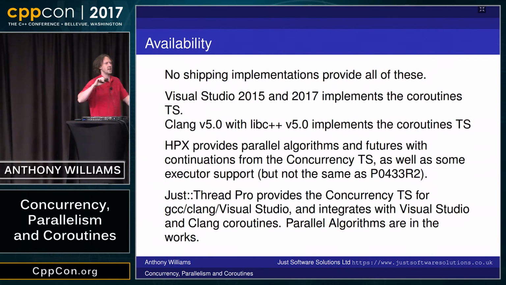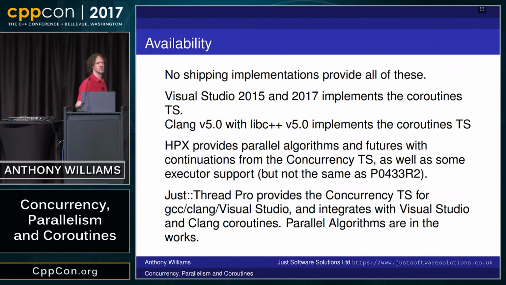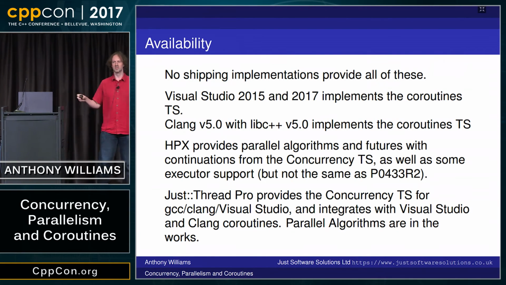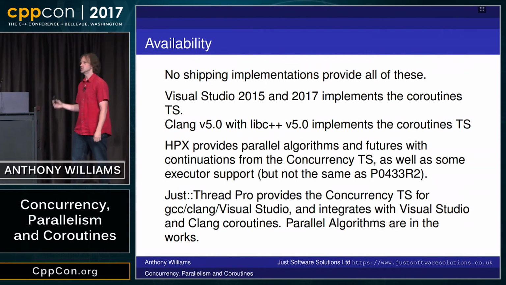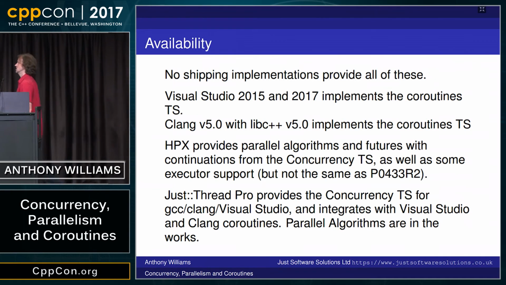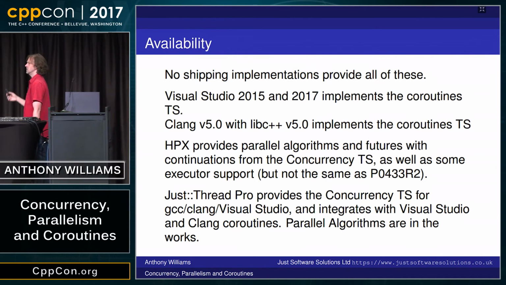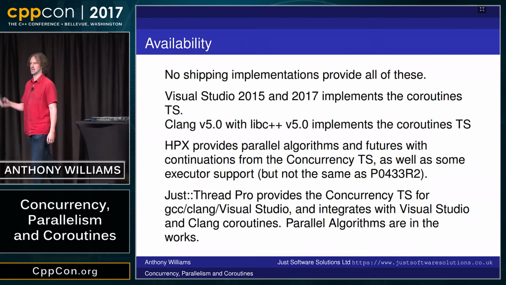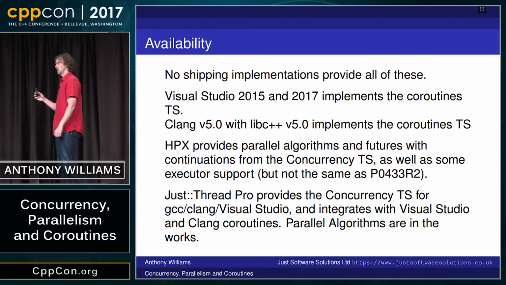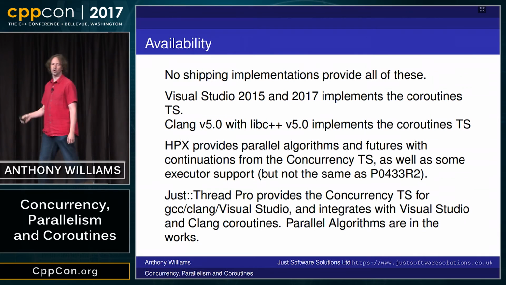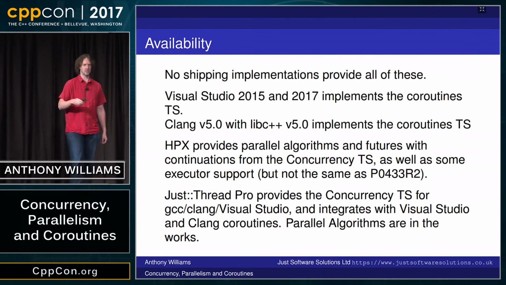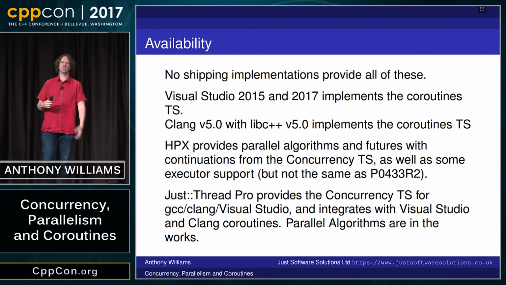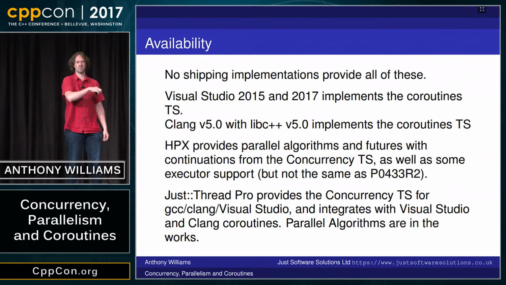So there's different availability for all these different parts. There is not a shipping implementation that I'm aware of that supplies all of them. Visual Studio provides the Coroutines TS. Clang 5, if you use it with libc++5, also provides the Coroutines TS. The HPX team have got parallel algorithms and futures with continuations which look like the concurrency TS ones, and they have some executor support, but it's not quite the same as this proposal.